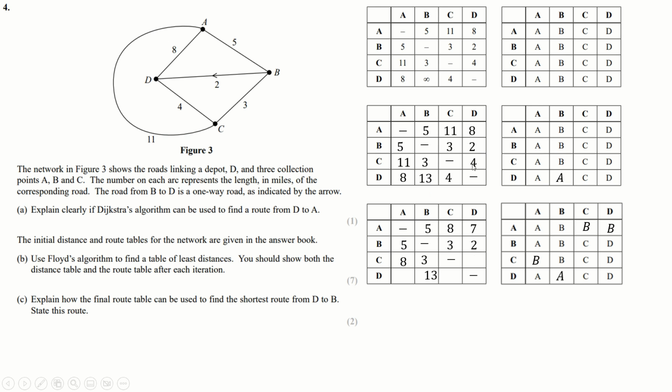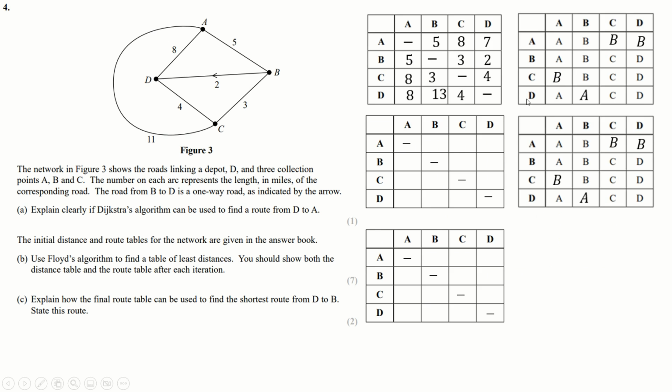And then I think that 4 will stay the same because it's 3 plus 2 otherwise, which is not less than 4. D to A is currently 8, D to B is 13, so that's not going to improve it, and neither is this 4. And that's our second iteration done, so I'll copy this table, and this is where we're at.